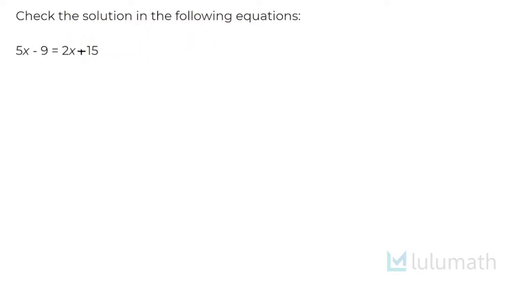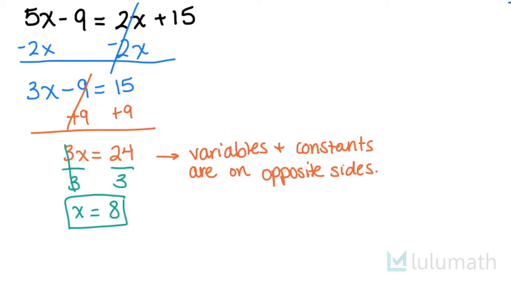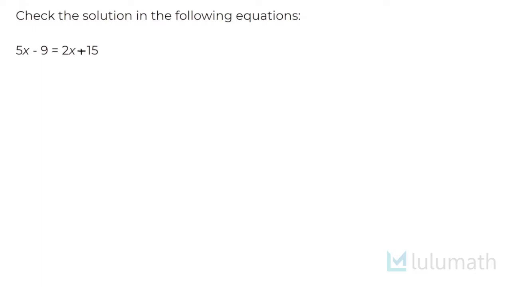So we want to check the solution in the following equations. Our first equation is 5x minus 9 equals 2x plus 15. We actually solved this equation in the video on solving equations with variables on both sides. So here is our equation and here is our solution, and we ended up getting x equals 8. So we're going to check the answer x equals 8 in this equation. The way we do that is by substituting 8 in every time we see an x to see, is this a true equation? Is this an equation that actually works?